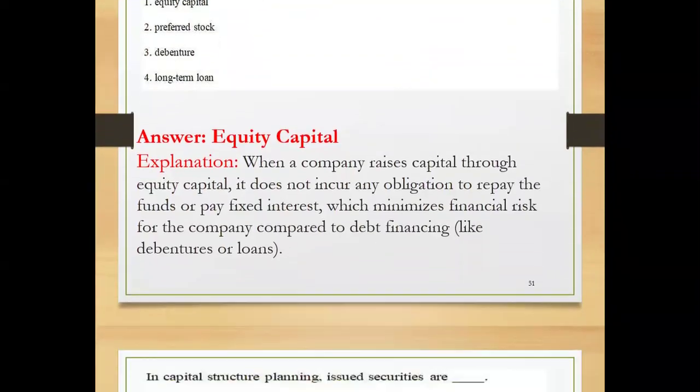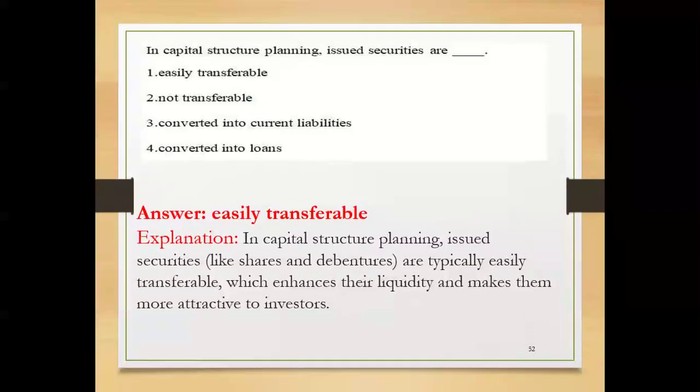In capital structure planning, issued securities are dash: easily transferable, not transferable, converted into current liabilities, converted into loans.